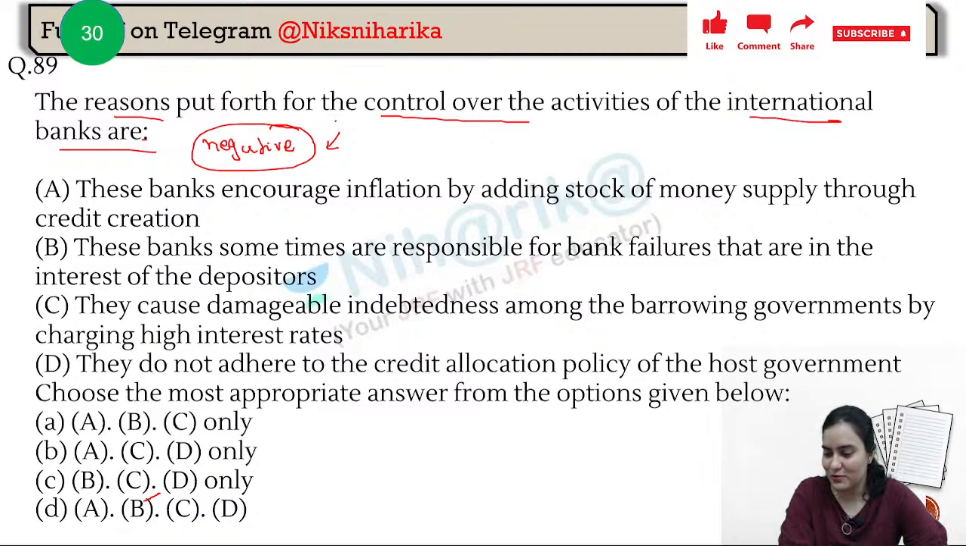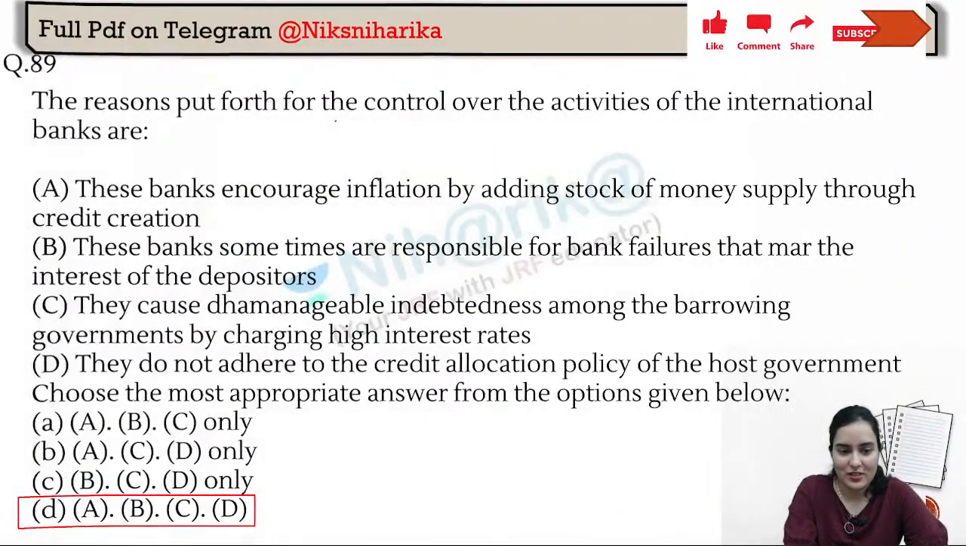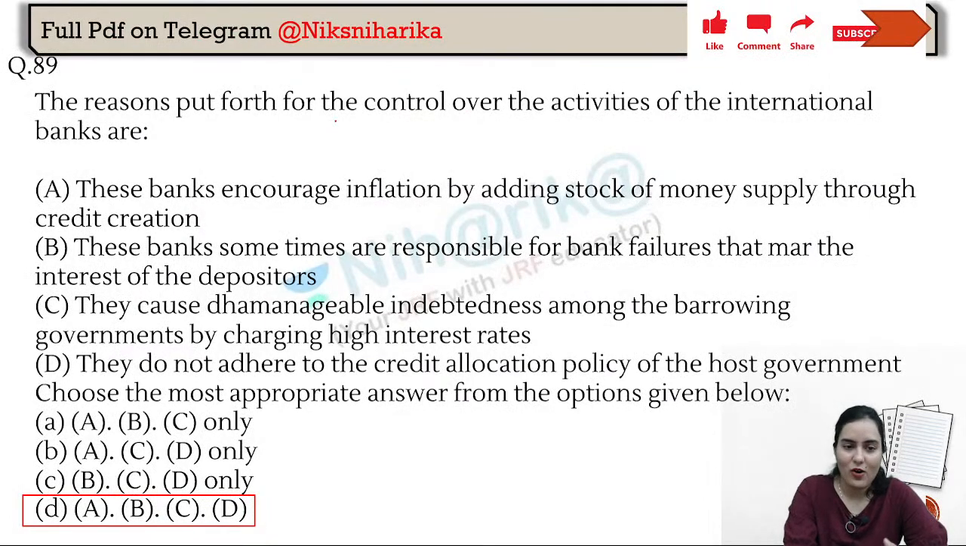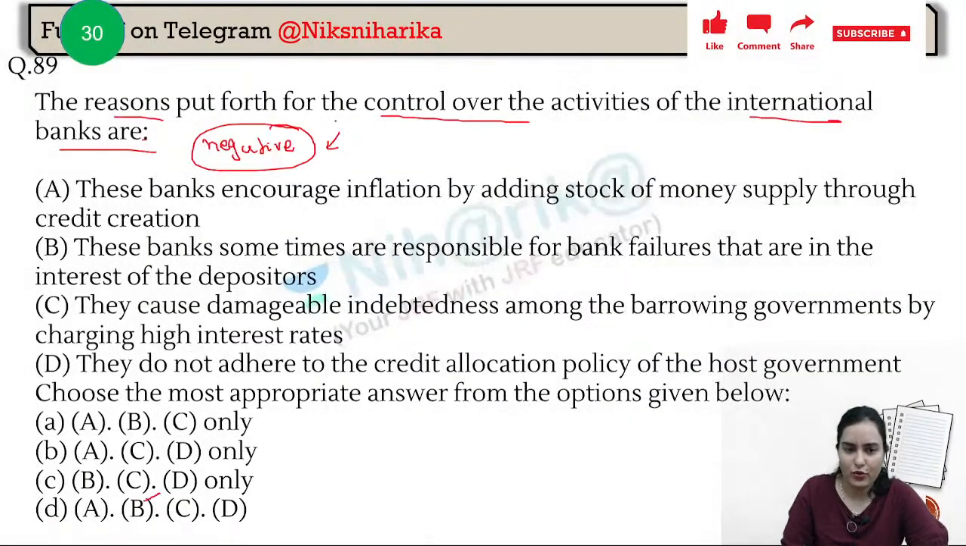Very good, awesome. Twinkle has given the correct answer. First, that is option number D. All are negative points, right? Don't you think so? The banks encourage inflation by adding stock in the money supply through credit creation. So inflation, right? Then the banks sometimes are responsible for the bank failures.